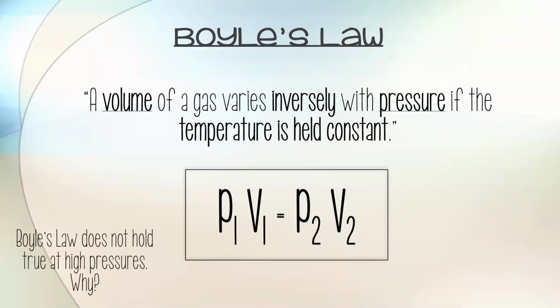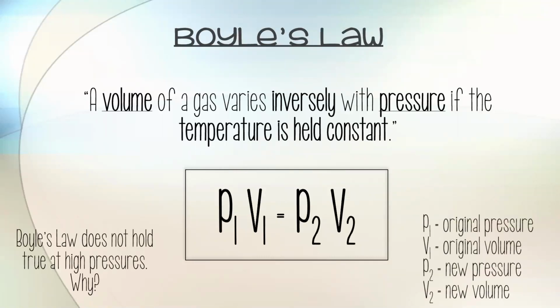So this is the equation for Boyle's law. P1 V1 equals P2 V2. P1 means the original or initial pressure. V1 is the original or initial volume. P2 is the new or final pressure. And V2 is the new or final volume. Okay?